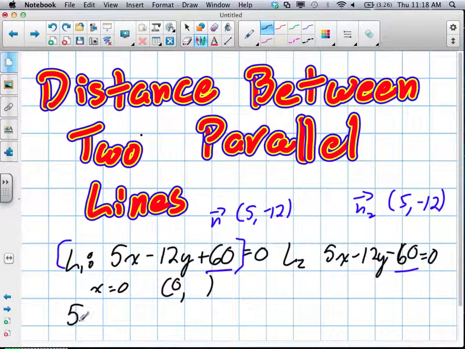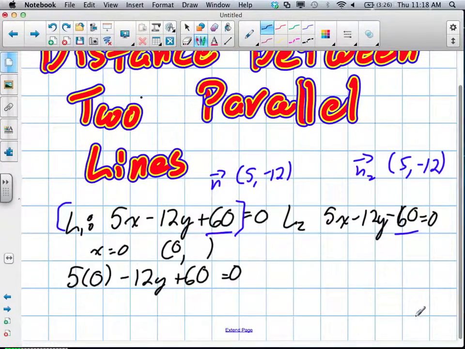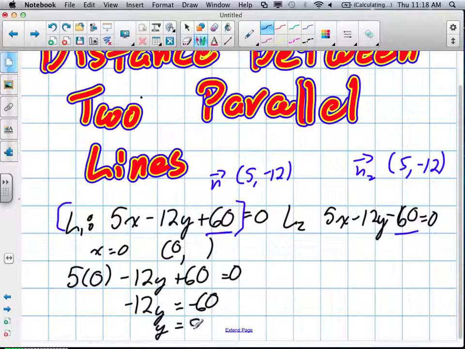That gives us 5 times 0 minus 12y plus 60 is equal to 0. That gives us negative 12y equals negative 60. y is equal to 5. So the coordinate is at 0 and 5. So that now becomes our point, our x naught, y naught. Okay? So our x naught, y naught is 0, 5.